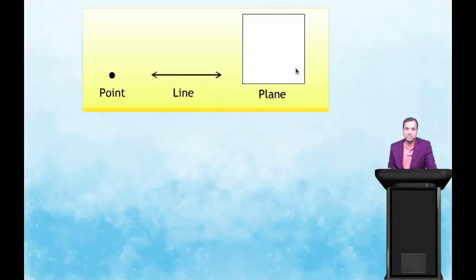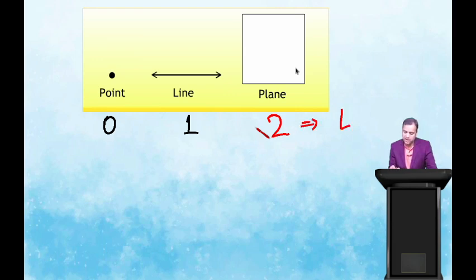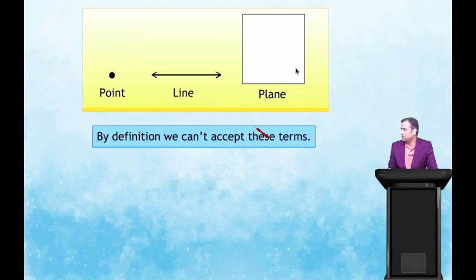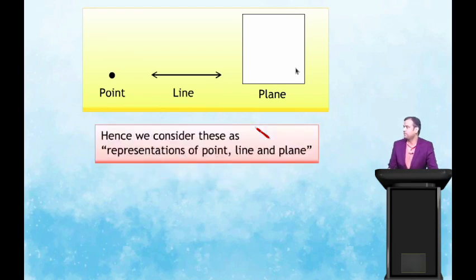So these are three basic concepts. First is point, another is line, and third is plane. A point has zero dimension, a line has one dimension, and a plane has two dimensions. What are these two? Length and breadth. And a line has only length. So now we have three geometrical figures. By definition, we can't accept these terms. Hence, we consider these as representations of point, line, and plane.